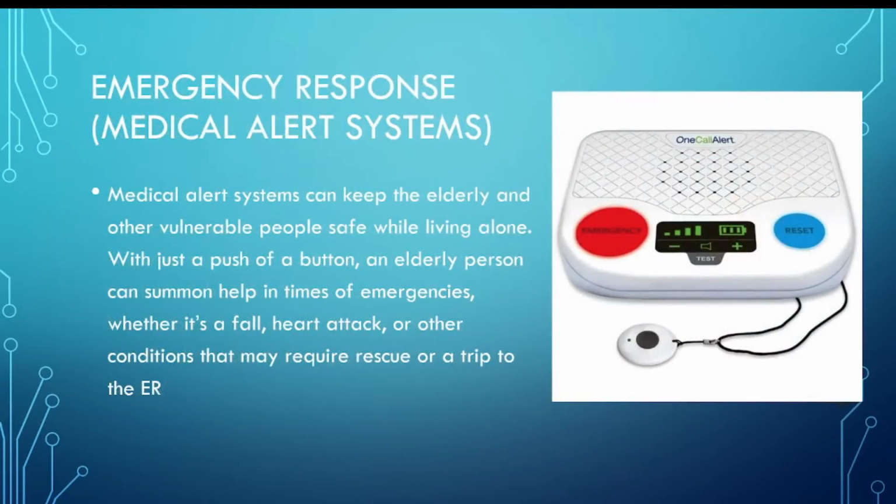In terms of emergency response, the DSP device that can be used in this field is medical alert systems. It can keep the elderly and other vulnerable people safe while living alone. With just a push of a button, an elderly person can summon help in times of emergencies, whether it's a fall, heart attack, or other conditions that may require rescue or a trip to the ER.